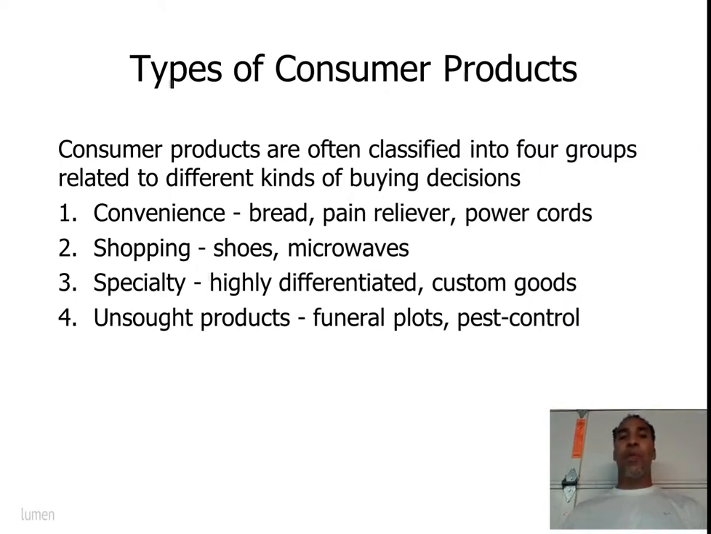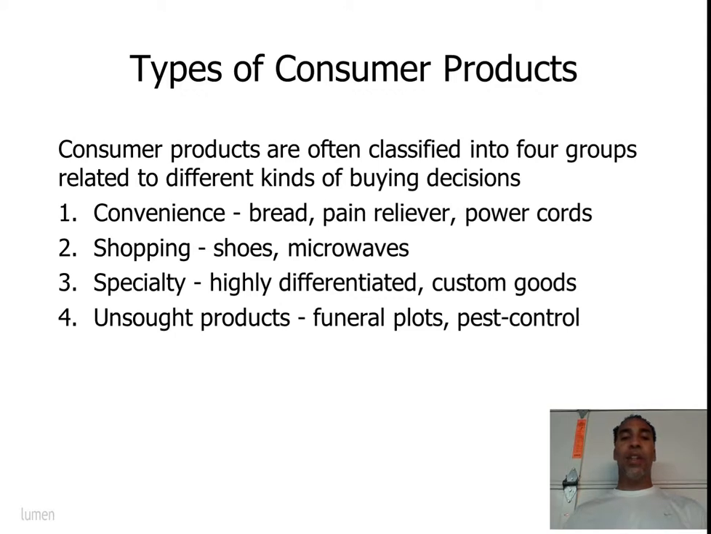There are different types of consumer products. You have convenience products like bread, pain reliever, power cord. Like if you need aspirin or Tylenol or something like that, it's a convenience thing. You just jump into 7-Eleven or Vons, you pick it up. Shopping, you have things that you shop for, like shoes. You want to look around a little bit more for shoes. You don't just grab any pair of shoes and say, oh, I'll take these. Microwaves, things of that nature, things that you do a little bit more shopping for. You would shop more for a house. You would shop more for a car.